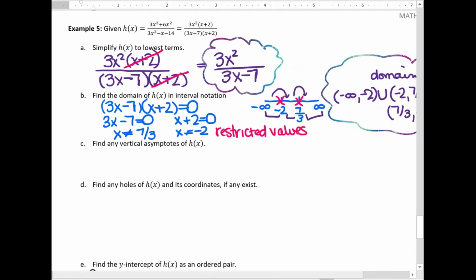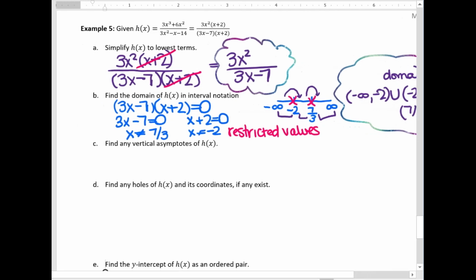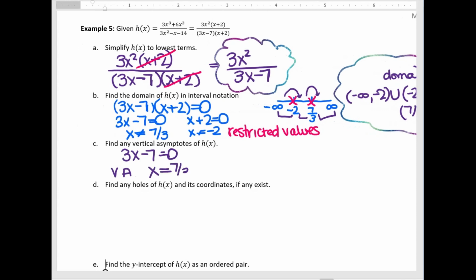Our vertical asymptotes are what's left in our simplified denominator. So we're going to take 3x minus 7 equal to 0. And we find out that we have a vertical asymptote, a VA, of x equal to 7/3. So our vertical asymptote, that dashed vertical line, is going to be 7/3.